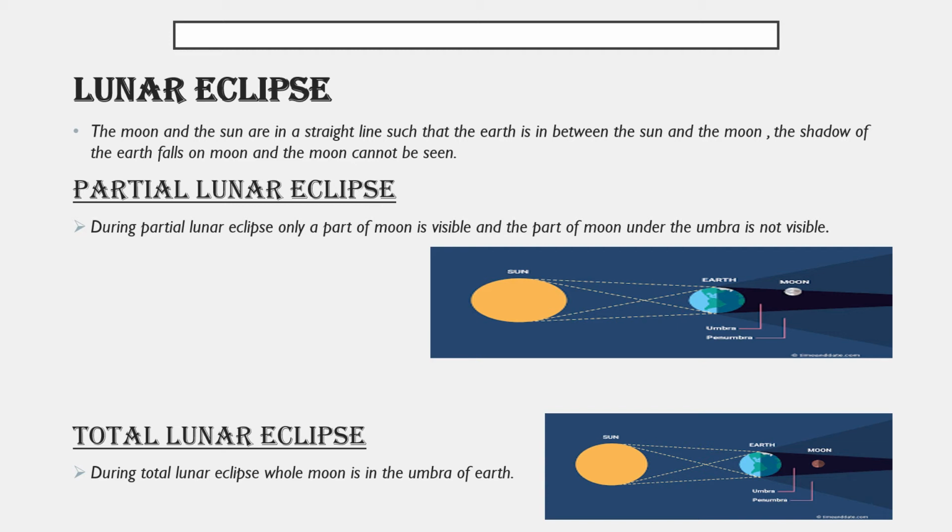Whereas during total lunar eclipse, the whole moon is in the umbra of the earth. Here you can see the whole moon is in the umbra of the earth. This causes total lunar eclipse.